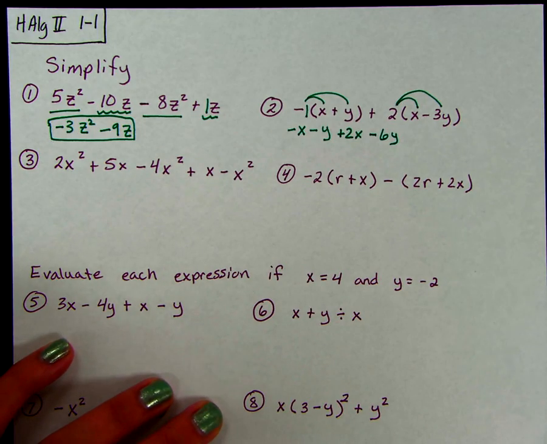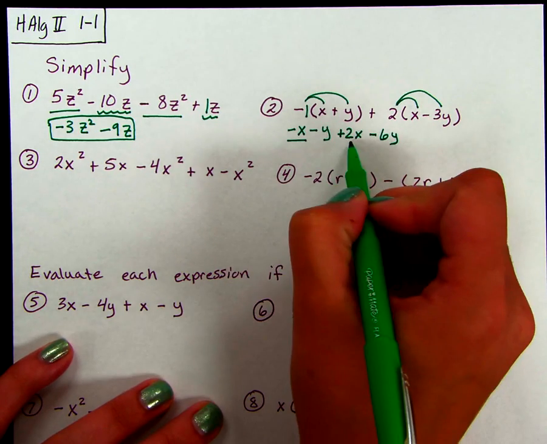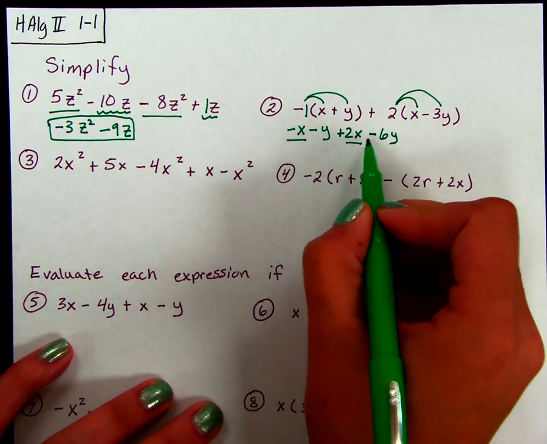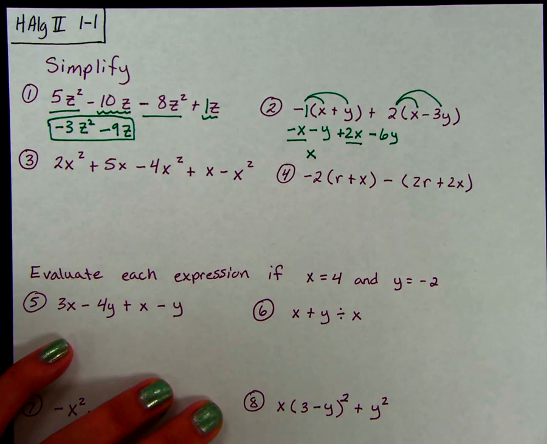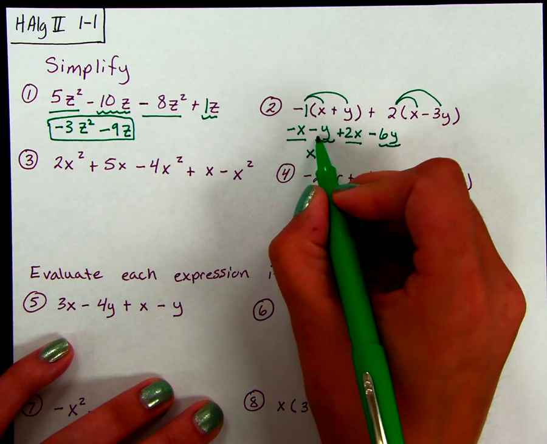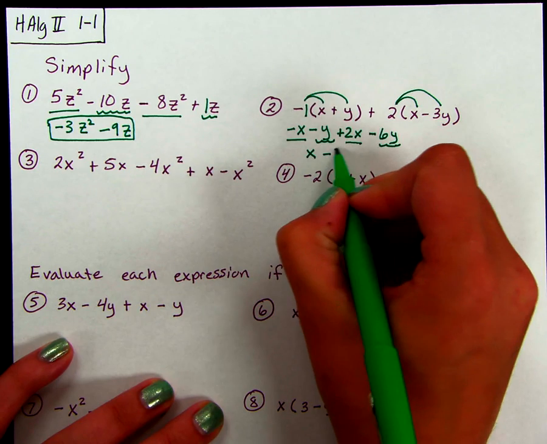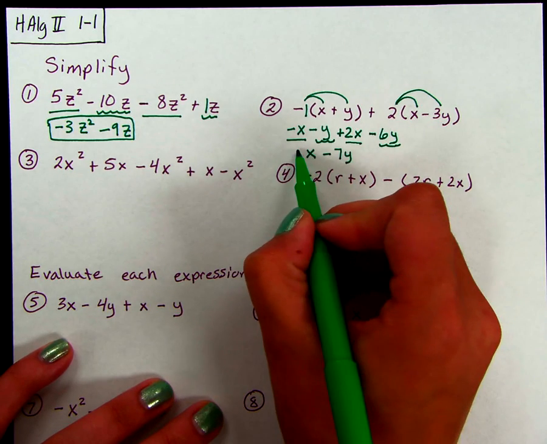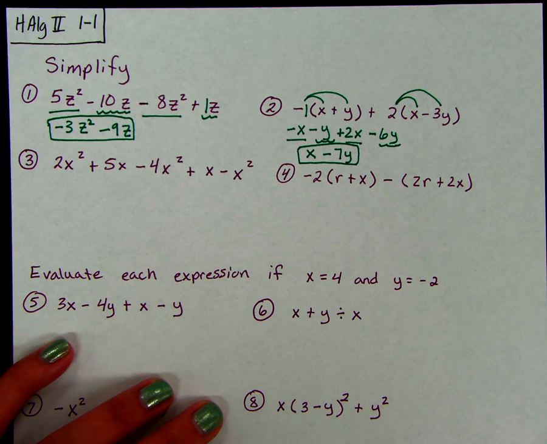And now we're going to combine like terms. So that means that we are going to combine our x's together. So again, this is really a negative 1x. So negative x plus 2x will give us 1x. And then we're going to combine our y's next. So here we have negative y minus 6y. So that will be the same as negative 7y. And we can't combine those together since we have different variables. So this will be our final simplified answer.